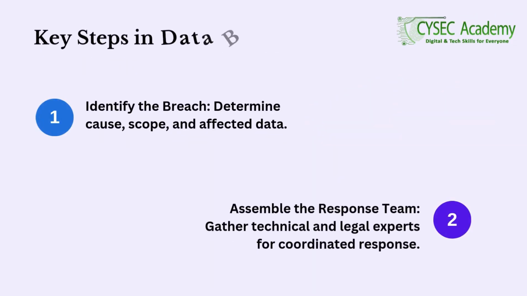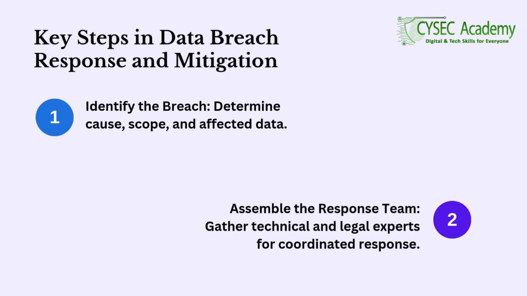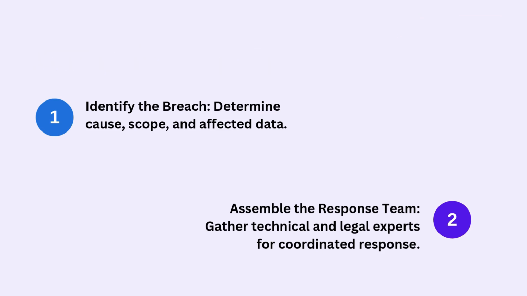Key steps in data breach response and mitigation. 1. Identify the breach. Investigate how the breach happened, what data was affected, and the extent of the damage using tools like server logs and forensic analysis. 2. Assemble the response team. Involve IT staff, cybersecurity professionals, and legal advisors to manage both the technical and compliance aspects of the breach.